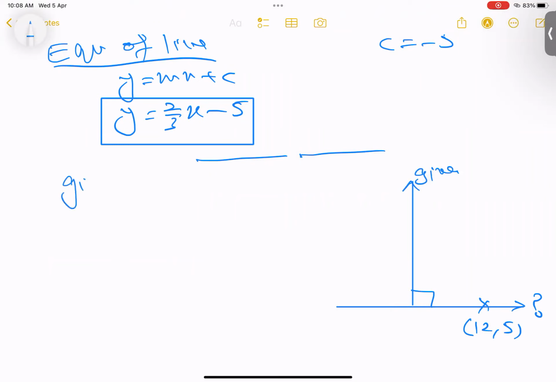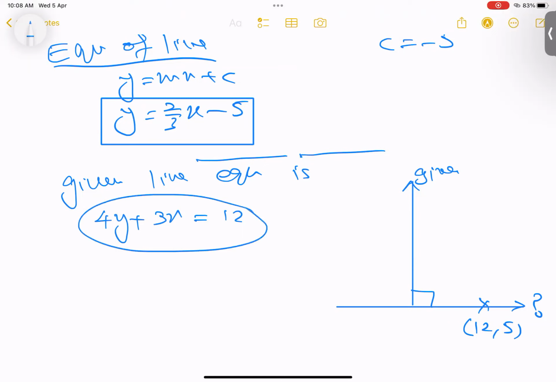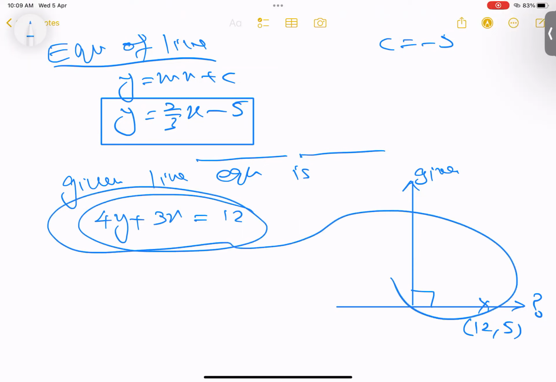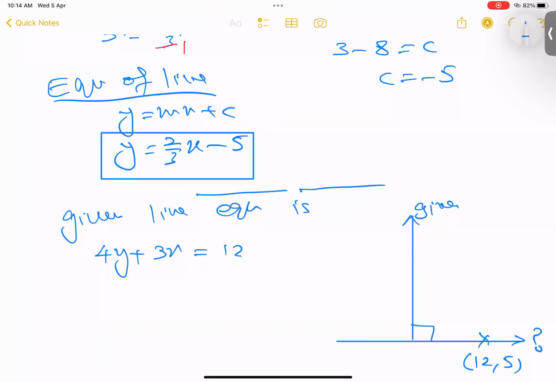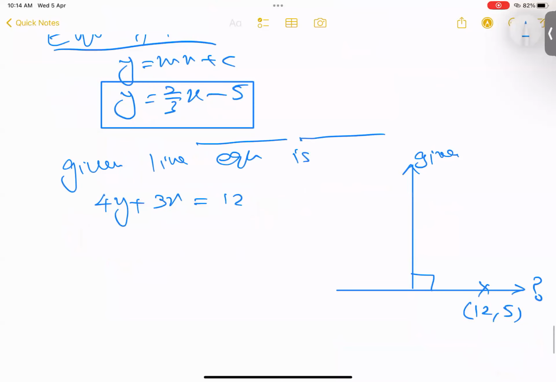What is the given line, students? The given line equation is, let's say, 4y plus 3x equals 12. Job number 1: first of all, find the gradient from here, then take the negative reciprocal, and then find the equation of the line. Your time starts now. First do it yourself, then I'll do this question myself.